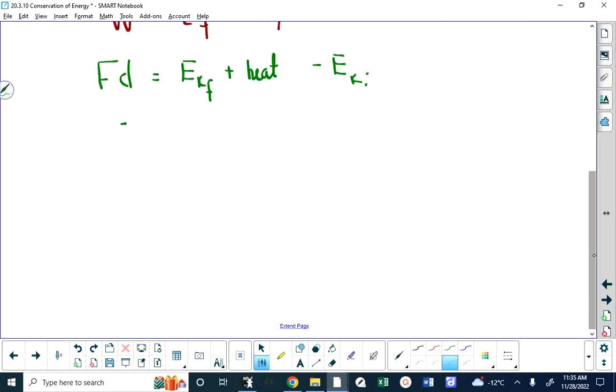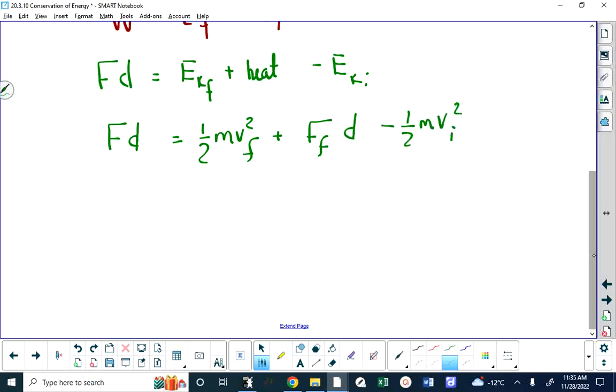So, beast of a question, we end up with FD equals 1/2 mv squared afterwards plus the force of friction times the displacement, because that's how we find heat, minus 1/2 mvi squared. I think maybe the first time we've had any kind of application, whether it's forces or energy, that had 4 pieces to it. Alex, you're going to help me out here.